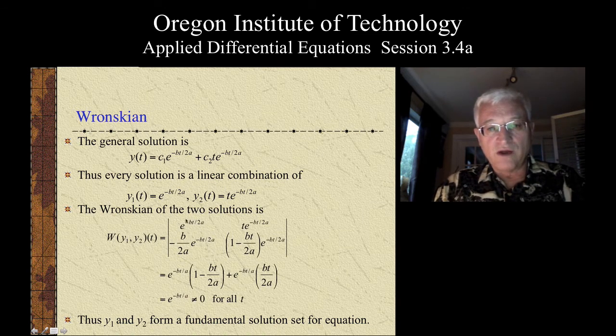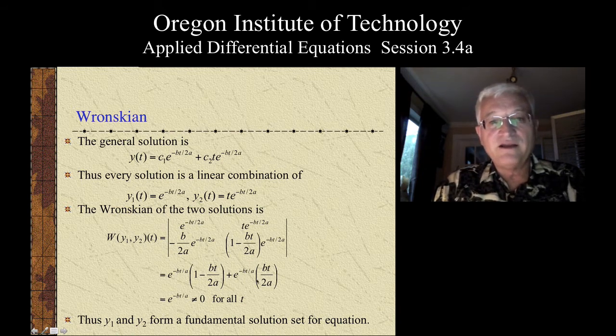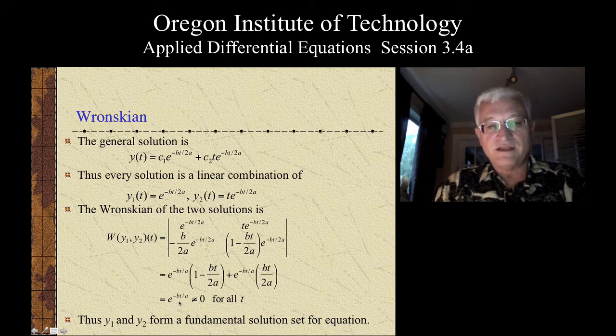So here is our y1 again and y2 in the first row of our 2x2. Differentiate each one of them and put them in line 2. Do the cross multiplication and subtract out the off-diagonal multiplication. And you get what looks like a fairly complicated expression, but it's not that bad. It just boils down to e to the minus bt over a. And you know that can't be 0 because an exponential never is 0 for any finite value of t. So y1 and y2 are now proven to work.